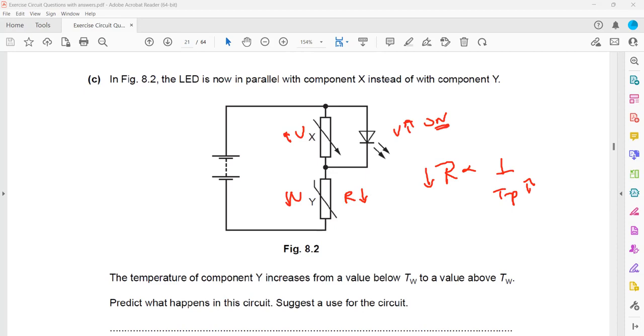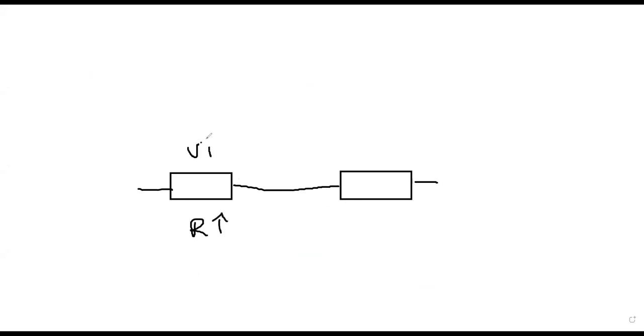So in a potential divider circuit, which might have a variable resistor, thermistor, light emitting diode, or LDR, light dependent resistor, the simple rule is that the side where there is more resistance will have more voltage, and the side where there is low resistance will have less voltage. If one side's voltage increases, the other side's voltage will decrease in a potential divider circuit.